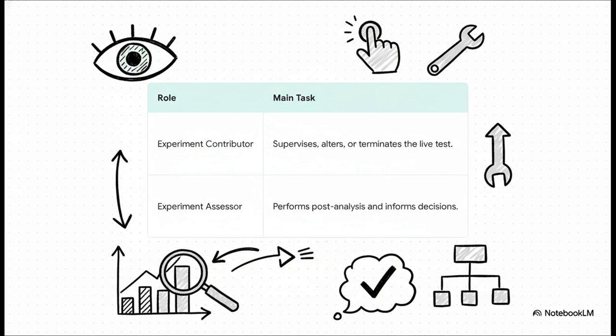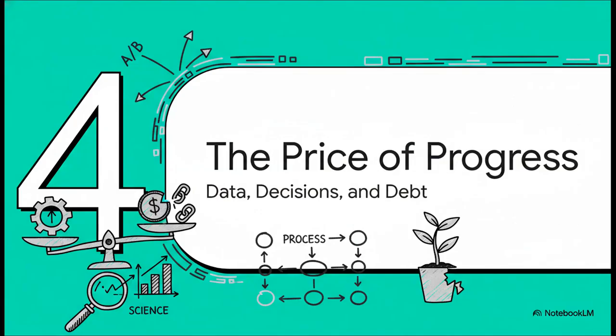Okay, so once the test is live, two more critical roles jump in. You've got the experiment contributor. They're the monitor, watching the experiment like a hawk, ready to pull the plug if something goes horribly wrong. And then, after all the data is in, the experiment assessor becomes the analyst. They're the one who dives deep into the numbers, slices and dices the results, and translates all that data into a final, actionable decision. A/B testing is amazing because it turns decision-making into a science.